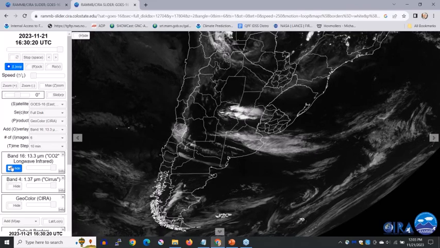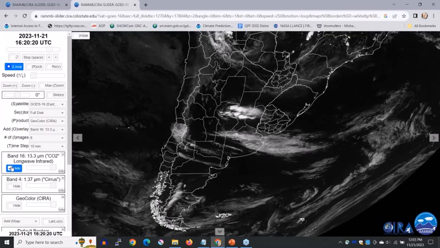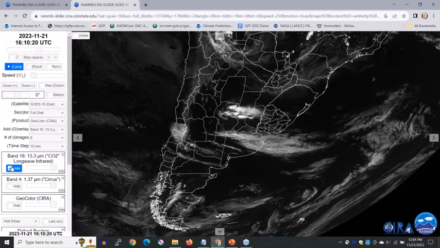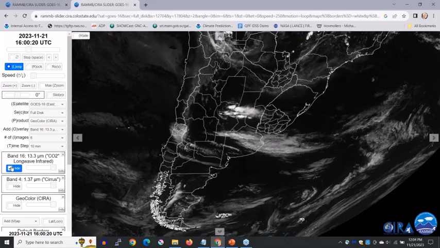Right, and another reason could be if the smoke is lofted pretty high and it has a certain amount of density to it. So in that case, you would be able to see it.